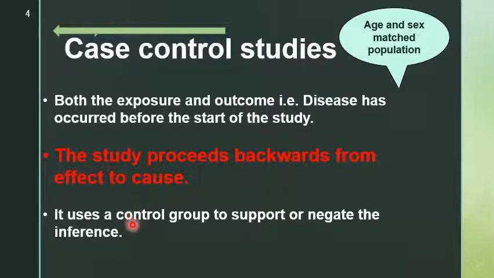If we have a proper control group, we will be able to support or negate the inference from the study. We will be getting an exact association between the risk and the disease, and bias will not be there.